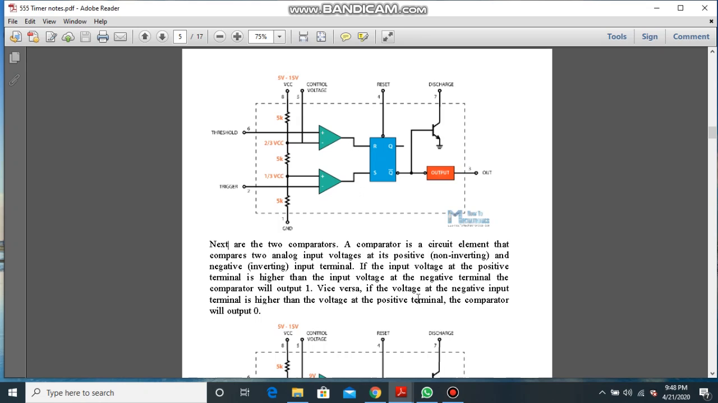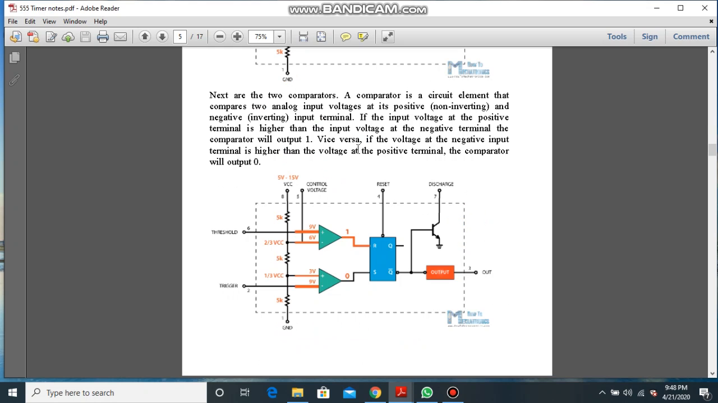Vice versa, if the voltage at the negative input terminal is higher than the voltage at the positive input terminal, the comparator output will go low, that is 0. So is it clear? Very easy. Now this is the second diagram which shows the first comparator. Here we are showing some voltages over here.